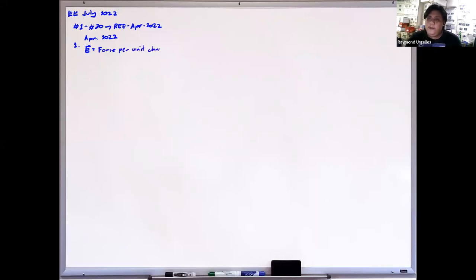Okay? Okay ba? And again, what's the unit for force? That's Newton. Per unit charge, that's coulombs. Diba? So kaya this will be Newton per coulomb. Okay? Okay ba?